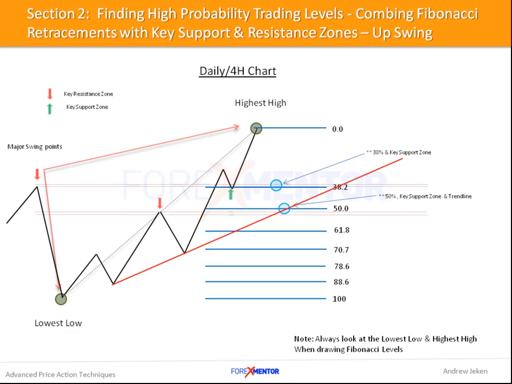Where else do we potentially have a level that we may be interested in? Well, if we look down towards the lows, we have a resistance zone and a support zone. What does that line up with? Well, if we put a horizontal line across there, you can see we have a nice price flip, 70.7 with a key support zone. So these are all levels that we could be interested in placing a trade.